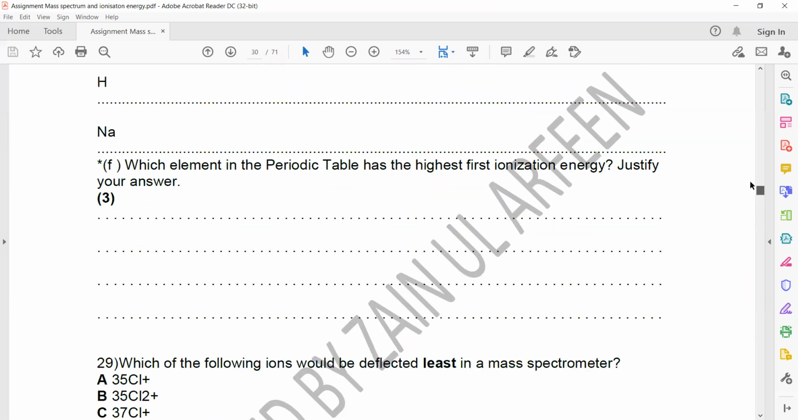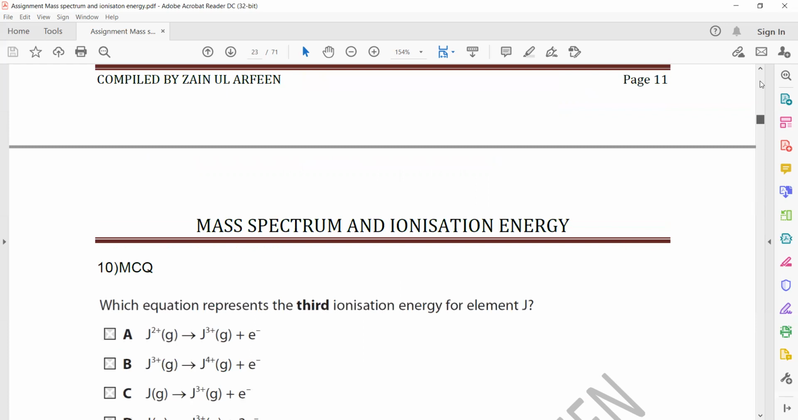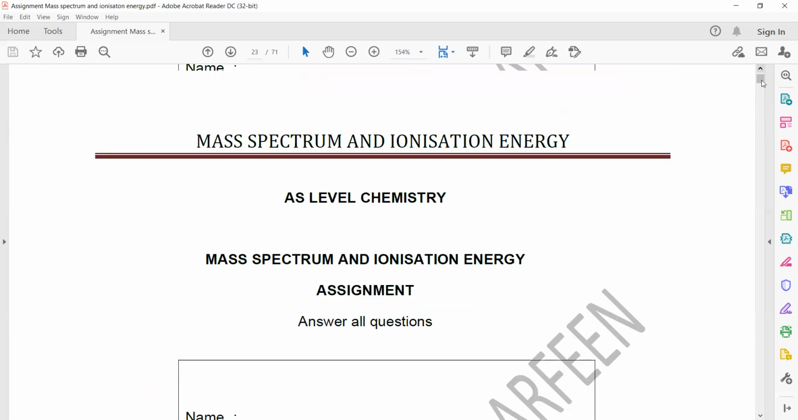So this was the assignment related to the topic mass spectrometer and ionization. Any question related to the class today? So I'll end the session and share this with you.